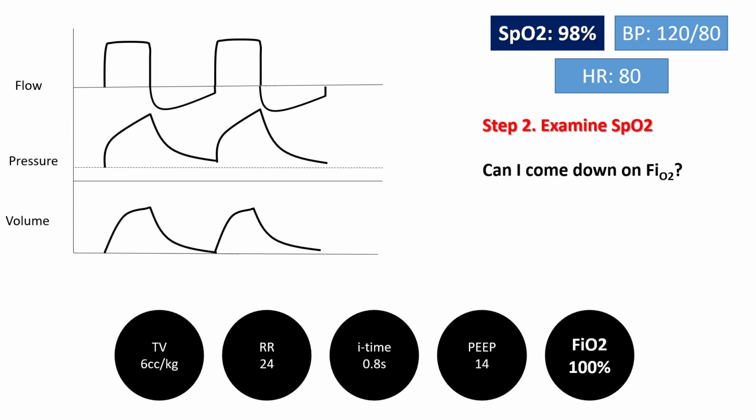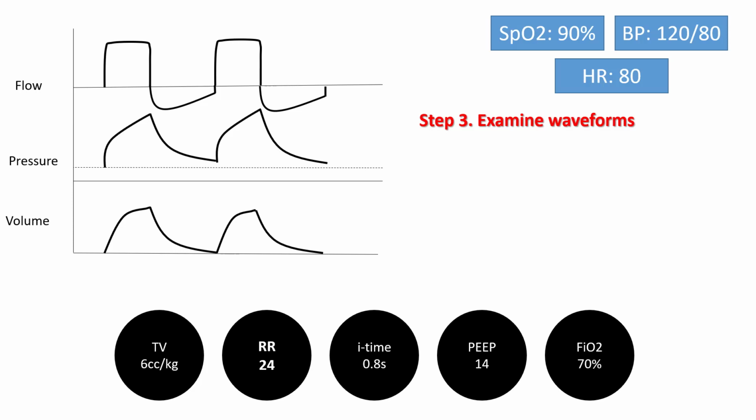Next, I look at the O2 sats. The question I ask myself is, can I come down on the FiO2? So here the patient is sating 98% and he's on 100% FiO2. So it's always good to titrate down the FiO2 to target your sats of around 90%.